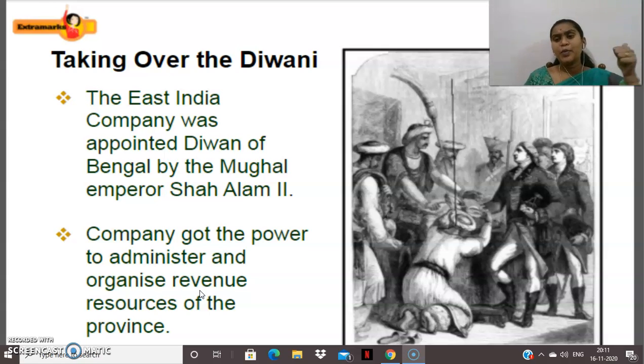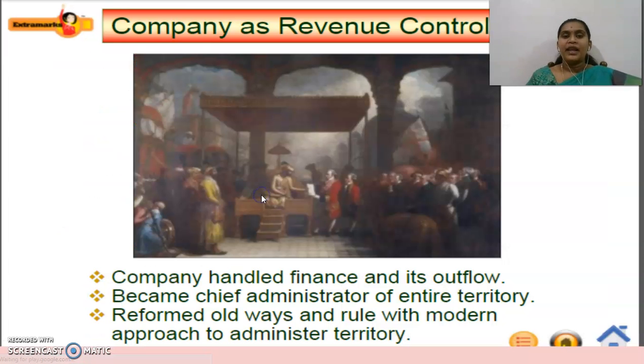So what are the points you have to remember now? One, when did the East India Company become the Diwan? By whom? When, by whom, and what is their role? Remember that it happened in the year 1765, and who did that? The Mughal Emperor Shah Alam II. And why? To administer and organize the revenue resources of the provinces. Okay, hope you are understanding, right? Yes, children.